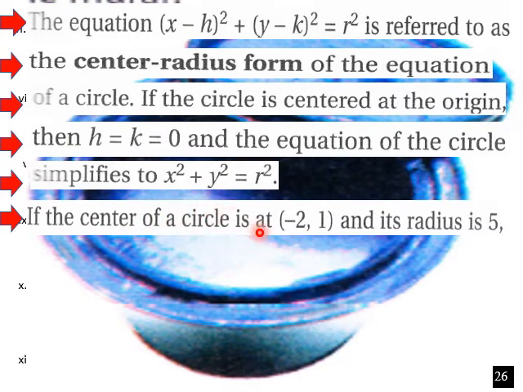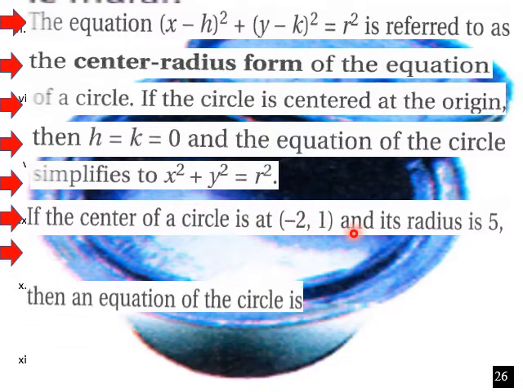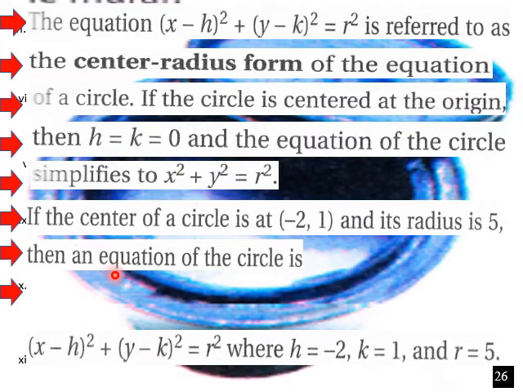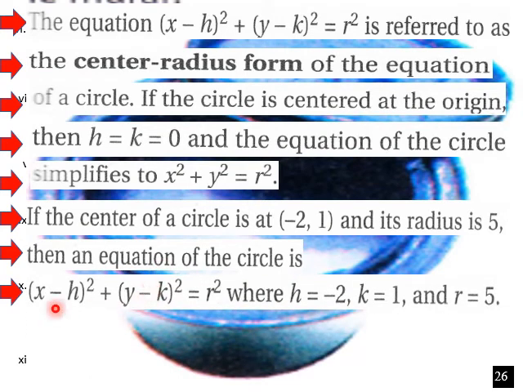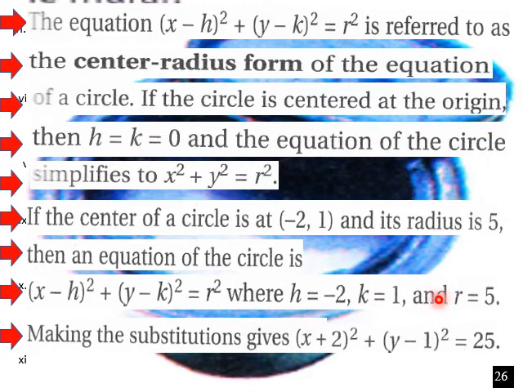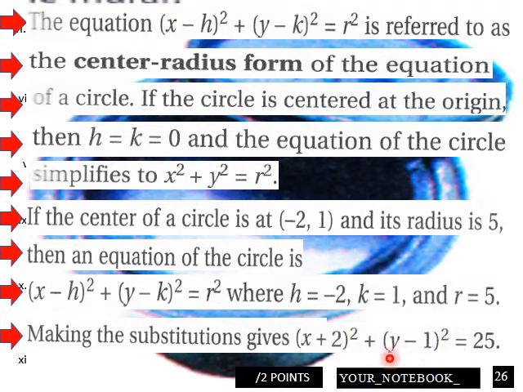If the center of the circle is at (−2, 1) and its radius is 5, then the equation of the circle is (x − h)² + (y − k)² = r². Now we plug in h = −2, k = 1, and r = 5 into this formula, and it gives us (x + 2)² + (y − 1)² = 25.